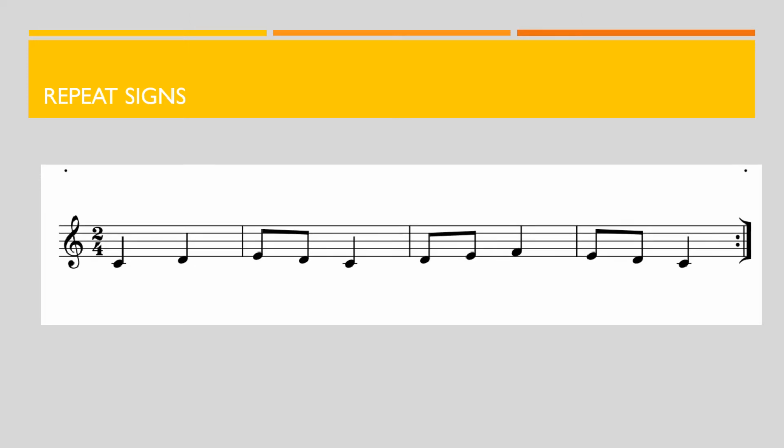Now let's look at another example. Here we see that at the end of measure 4, there's a repeat sign. Since there's no partner repeat sign, no mirror image partner, we're going to go back to the beginning and repeat the whole example. So again, we will go measure 1, 2, 3, 4, 1, 2, 3, 4. Let's listen to this example.